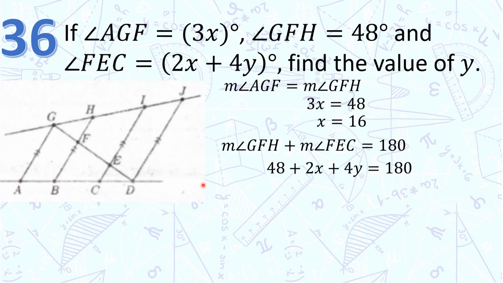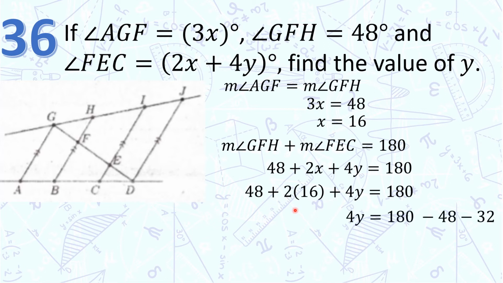Hence, we have 48 plus 2x plus 4y equals 180. X is 16, so we have 48 plus 2 times 16 plus 4y equals 180. 4y is equal to 180 minus 48 minus 32. That is from 2 times 16. Then 4y is equal to 100. Divide both sides by 4. We'll have y is equal to 25.